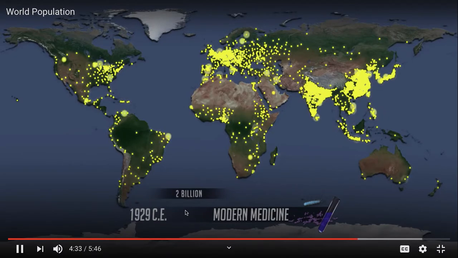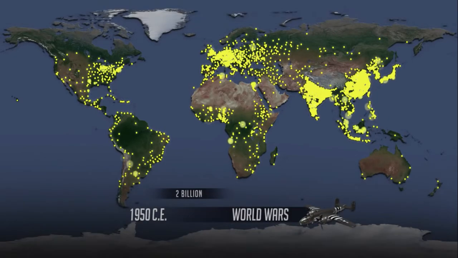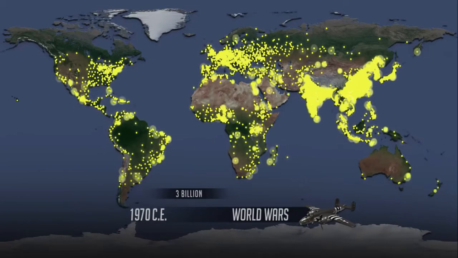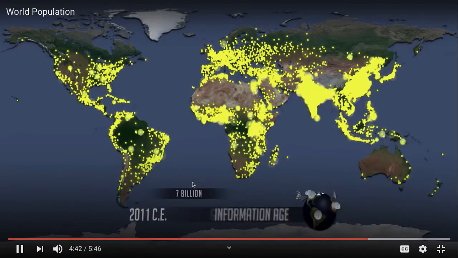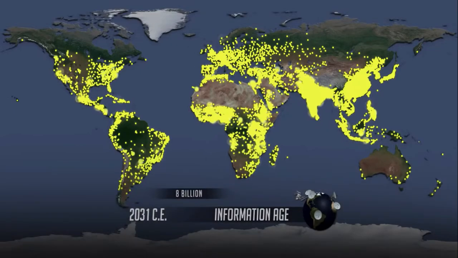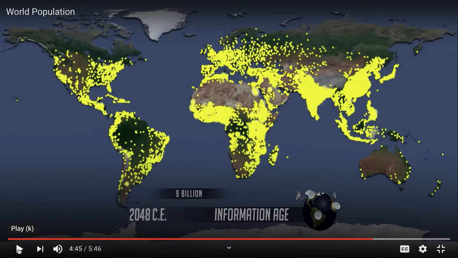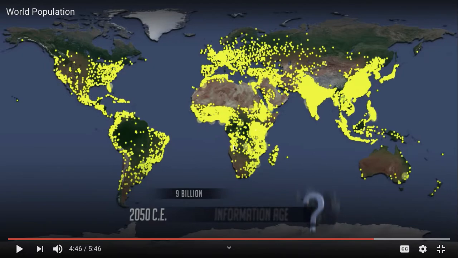Modern medicine. Now we're in the 1900s. We have antibiotics, vaccines, hygiene. Even during the world wars, tons and tons of new people being added. By 2050, we're going to be probably somewhere around 9 billion people.